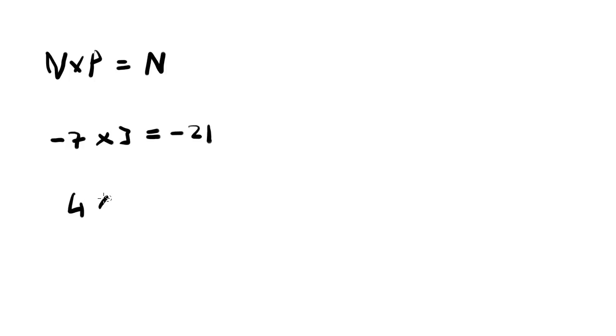Let's see another example. 4 times minus 5. So we multiply like normal. 4 times 5 is 20. But because we've got a negative and a positive, remember the order doesn't really matter, we get a negative out, so we get minus 20. And it's as simple as that.